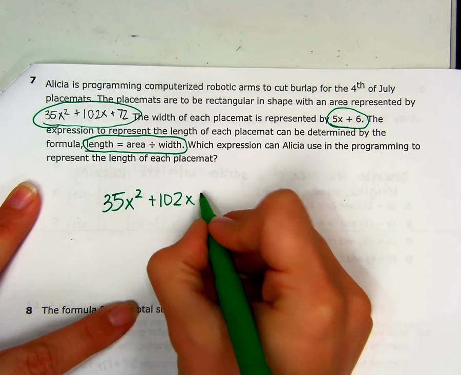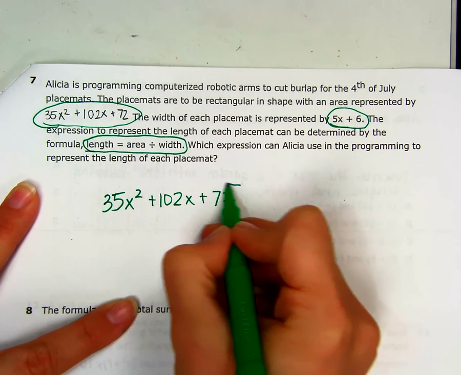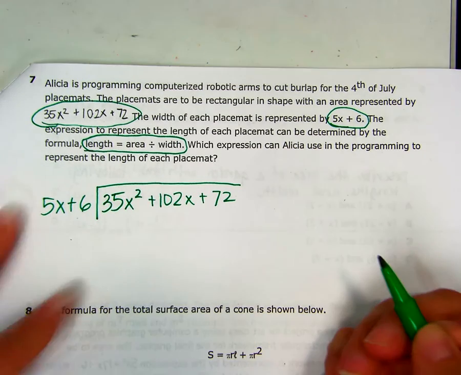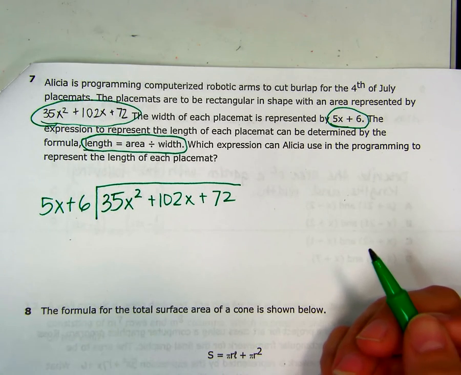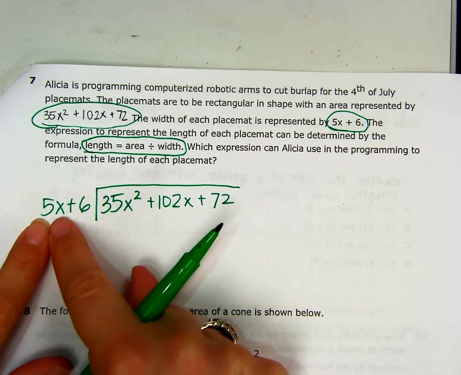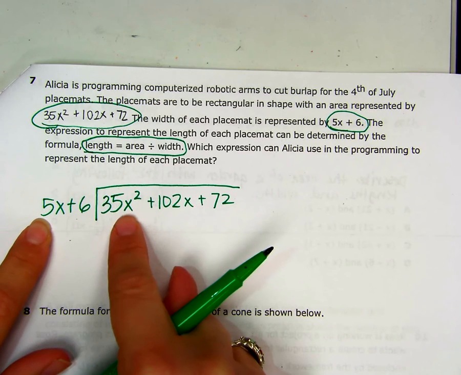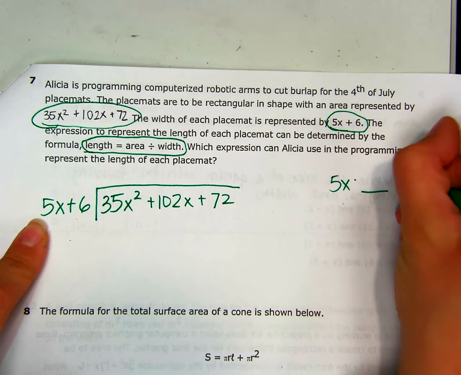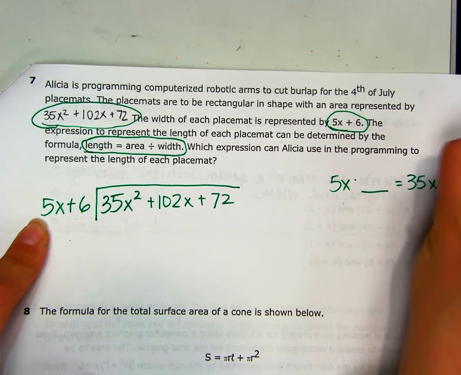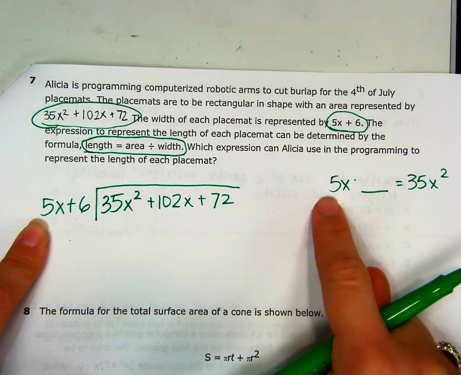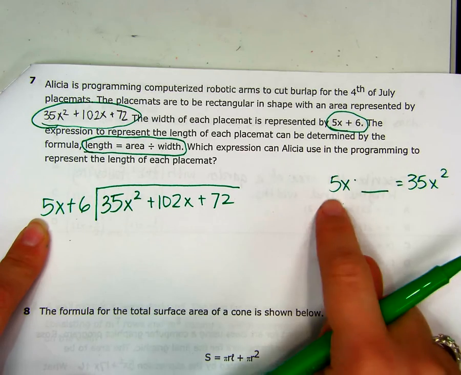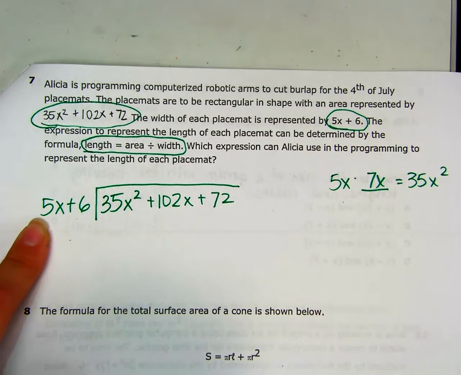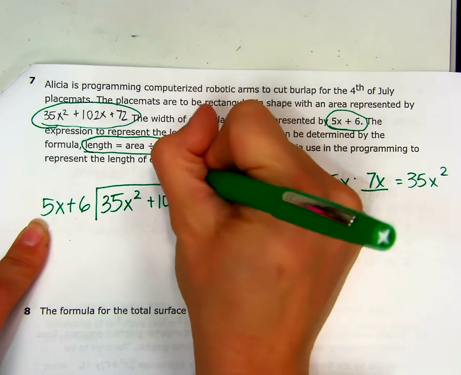So the area is going to go inside the house. 5x plus 6 is going to go on the outside. All right, so I've got to ask myself, how many times does 5x go into 35x squared? That's like asking yourself, 5x times something makes 35x squared. Well, 5 times 7 would make 35, and x times x would make x squared. So I need to write 7x in that blank, and that means 7x is what I write on the line.